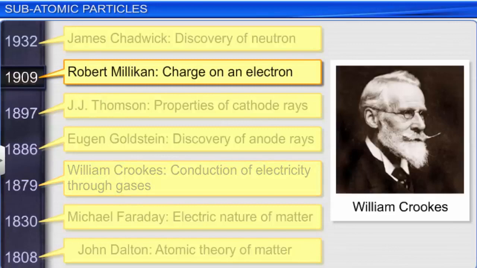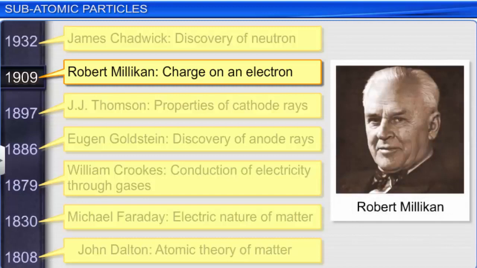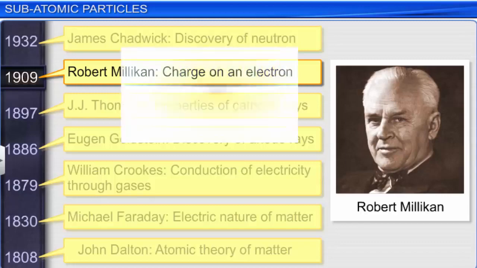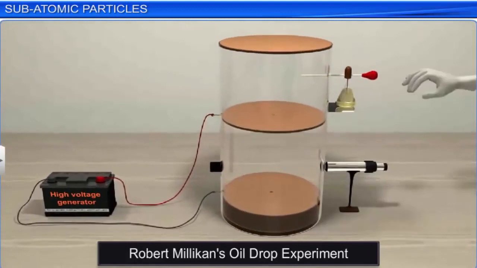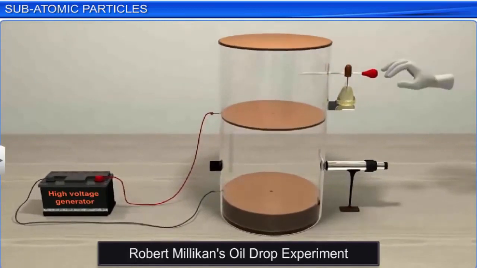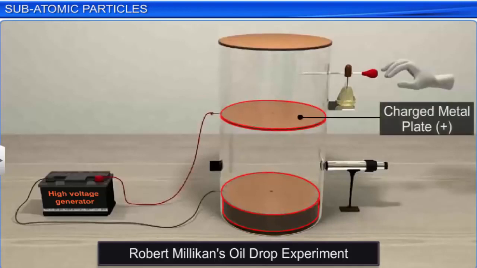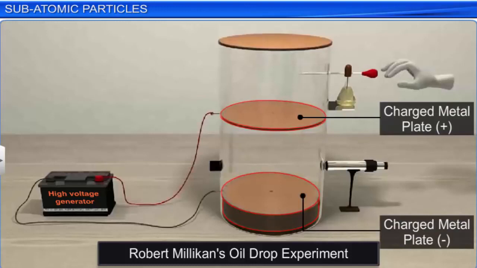The charge and mass of the electron, however, remained unknown until another scientist, Robert Millikan, devised a method to calculate them in 1909. In order to calculate the charge of an electron, Millikan conducted the famous oil drop experiment by using the apparatus shown here. It consisted of a transparent electrical condenser with one metal plate at the top and one at the bottom of the chamber. Plates connected to a battery such that the upper plate is positively charged and the lower plate is negatively charged.